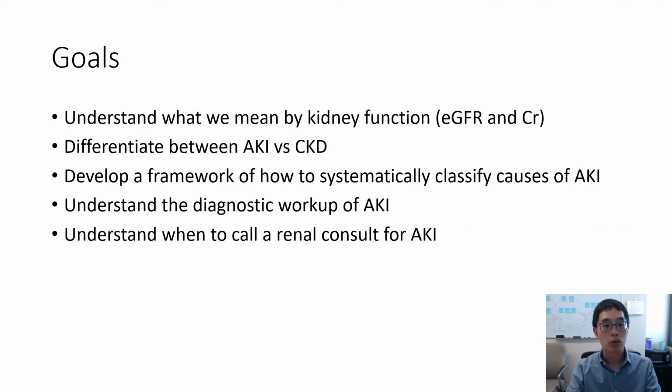So I'd like to go over some goals that I'd like to cover in this lecture. The first is what we mean by kidney function. What is GFR? What is creatinine? Then I'll be moving to how to differentiate between acute kidney injury and chronic kidney disease. Third, I'll be developing some framework for how to systematically classify causes of AKI so you can think about this in a more systematic way. Next, I'll go over our diagnostic workup for acute kidney injury. And then lastly, I'll touch base on what things we look at in order to determine whether we need to consult nephrologists or not when we have a patient with acute kidney injury.